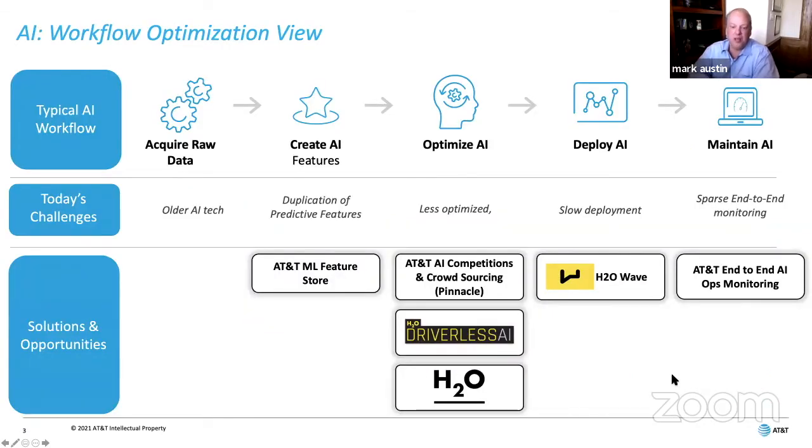Let me talk a little bit about some of our work and what we are doing to help on the same kind of AI workflow that Shri mentioned as well. For us, it all starts with getting data, creating features, optimizing the AI, deploying the AI, and then of course maintaining or monitoring it afterwards. Each of these steps has various issues that I think the industry is addressing. One of the new developments in creating the features, in addition to some of the stuff that Driverless AI does, is let's store those and share those. So we're working a lot on a machine learning feature store.